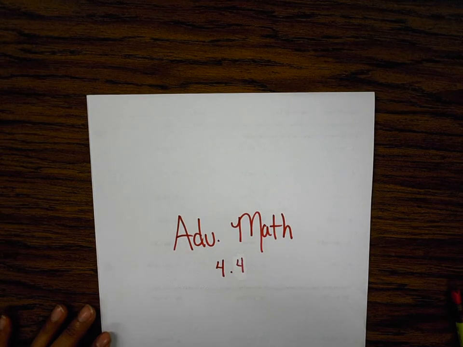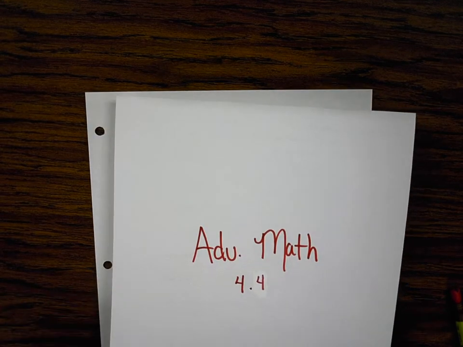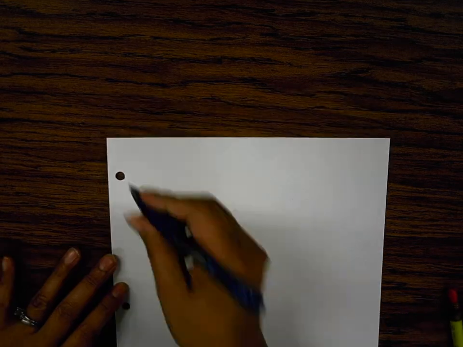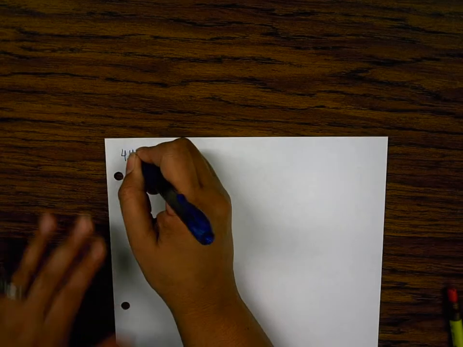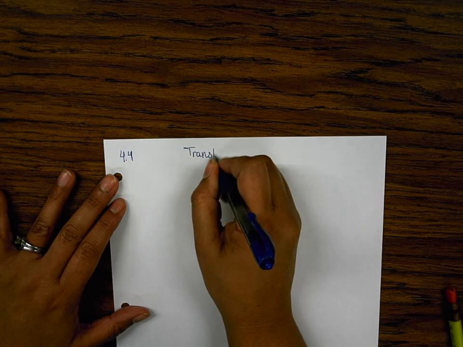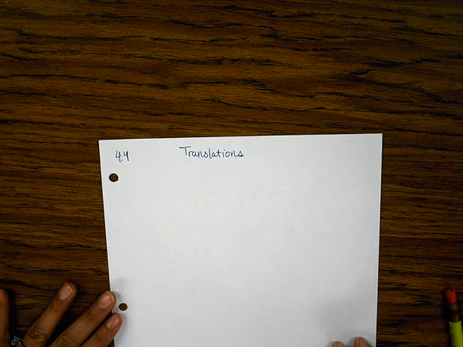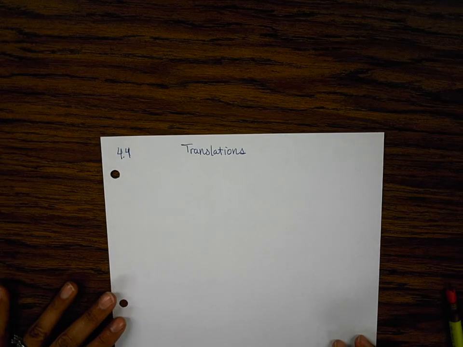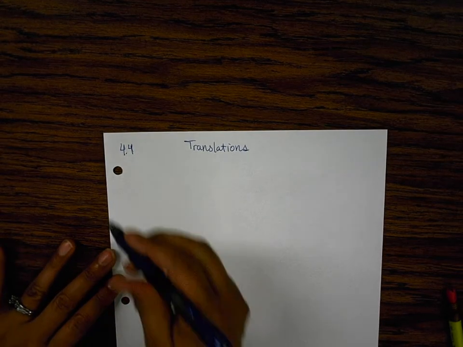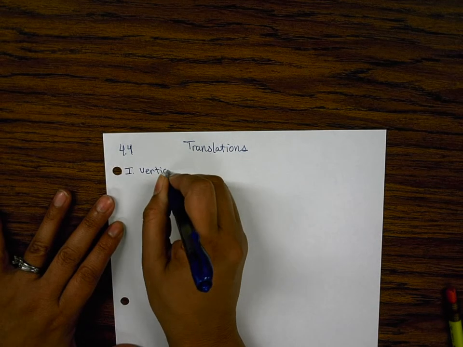These are Advanced Math Notes, Unit 4, Lesson 4. Okay, 4-4 translations. Part 1, vertical shift.